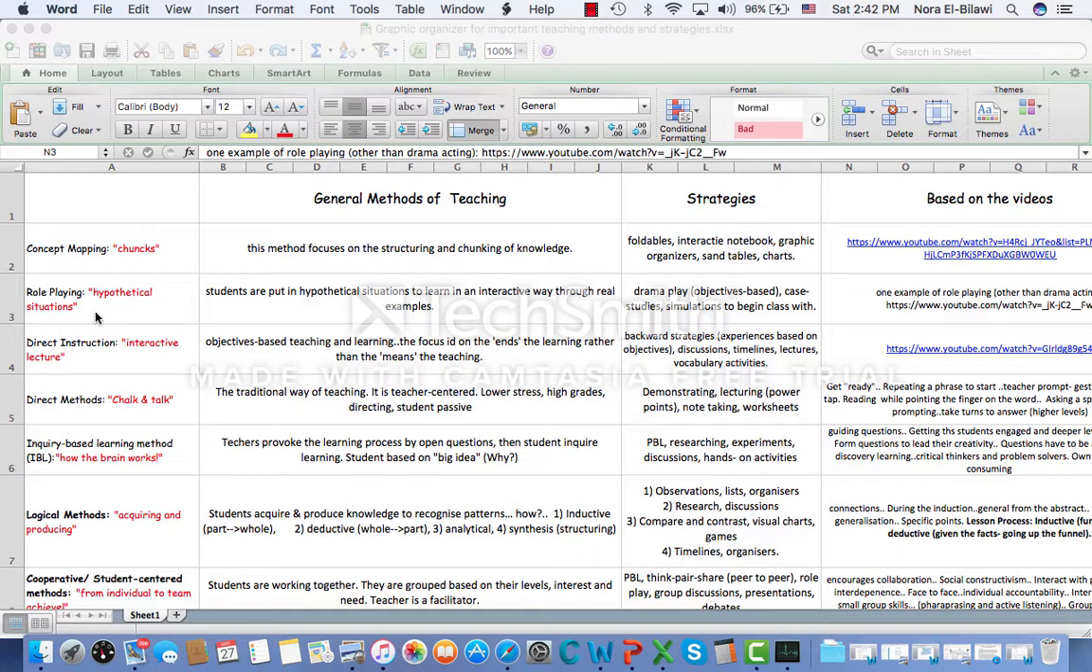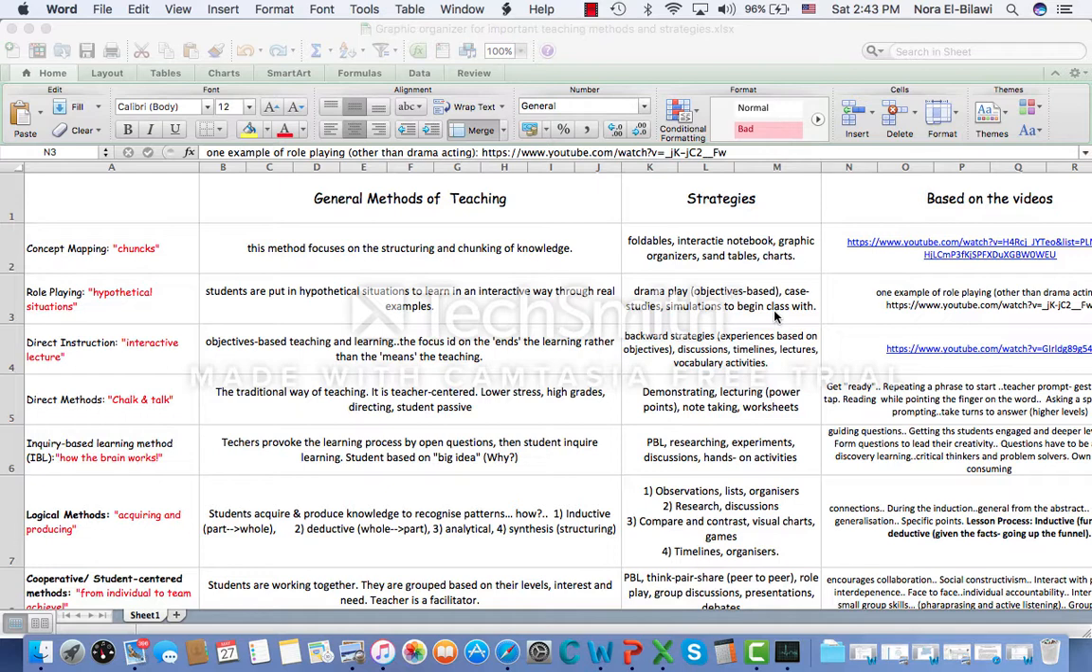Another method is role playing, where you're doing hypothetical situations in order to put your students in real life situations, right? From that method, you can tell that this is a cognitivist approach or maybe a constructivist approach. Both work under, this method goes under both approaches. So this method means students are put in hypothetical situations to learn in an interactive way through real life examples. You're making a situation for them in order to put themselves in the shoes of a character or put themselves in a situation where they have to react based on what they're learning. So it is important for the students to get this experience.